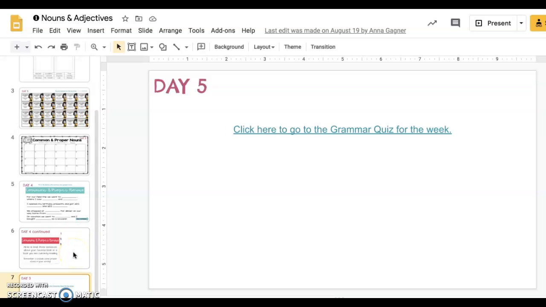I hope I made grammar a little bit easier so that you could see that it's basically the same every day, every week. We just change what we're learning about. This week, nouns and adjectives.